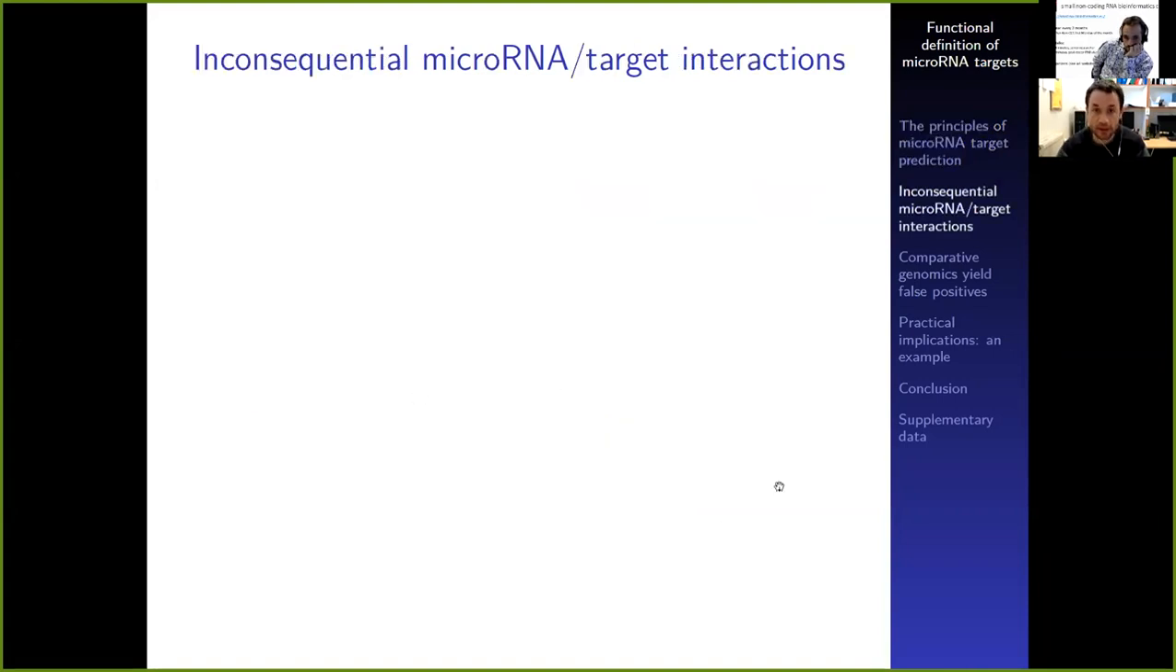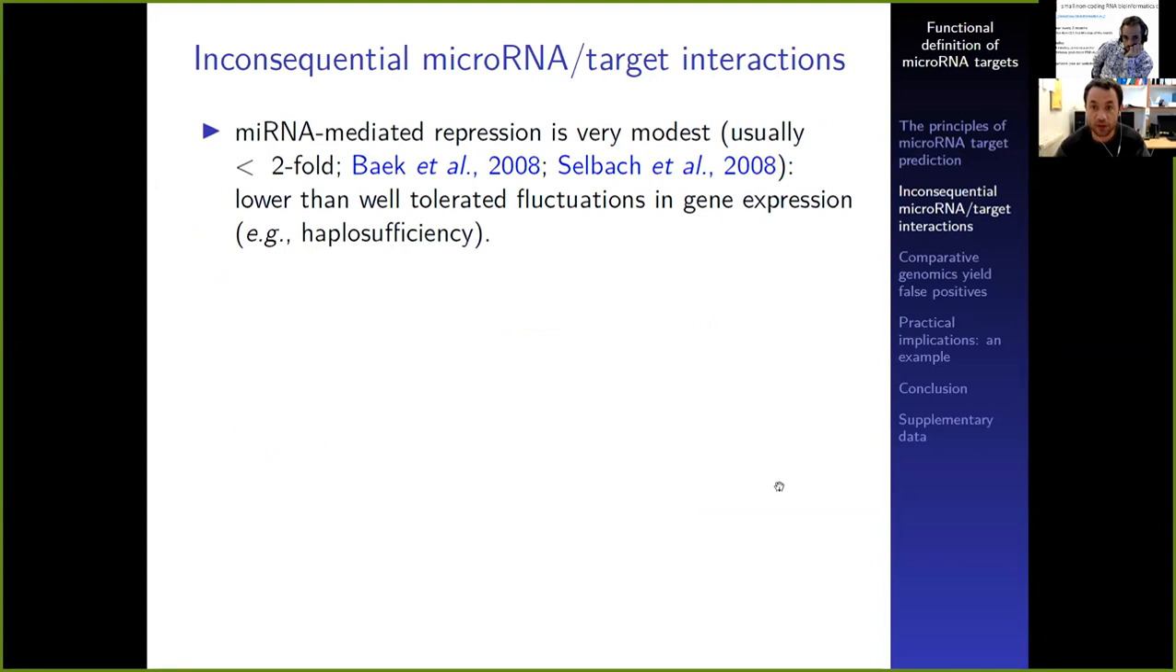The first one is that the effect of microRNAs on their targets quantitatively is extremely small. Usually it never exceeds twofold, and most of the targets are repressed by 10 to 20%. And that's not so much, because we all know that in molecular biology, even a twofold change is not so much.